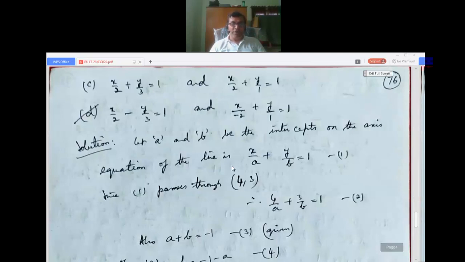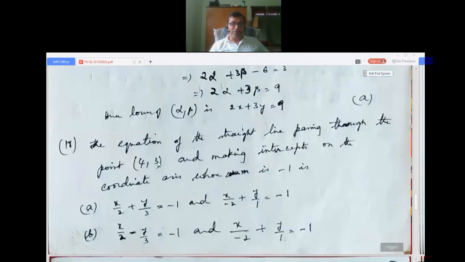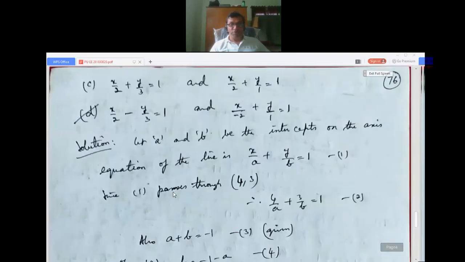For that reason, let a and b be the intercepts on the x-axis and y-axis. The equation of the line will be x/a + y/b = 1. This line passes through (4, 3), so it satisfies the equation. Wherever x I put 4, wherever y I put 3. So I get 4/a + 3/b = 1.